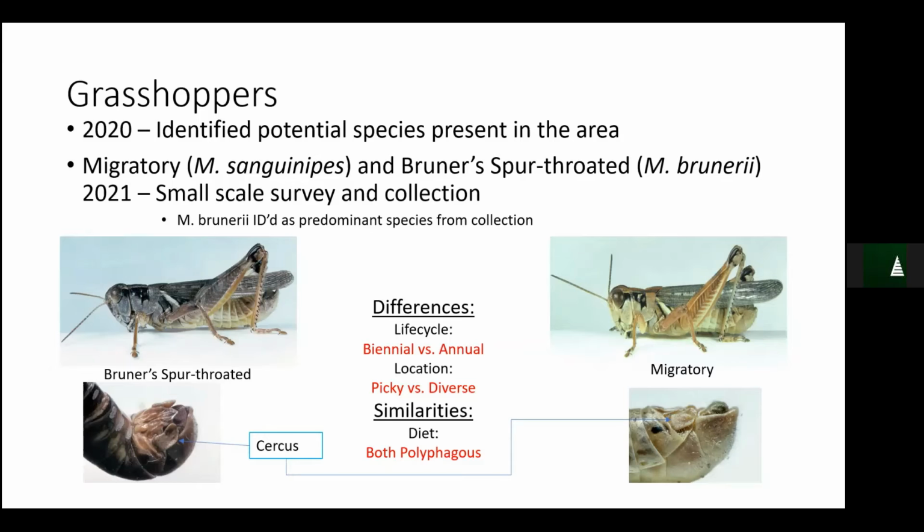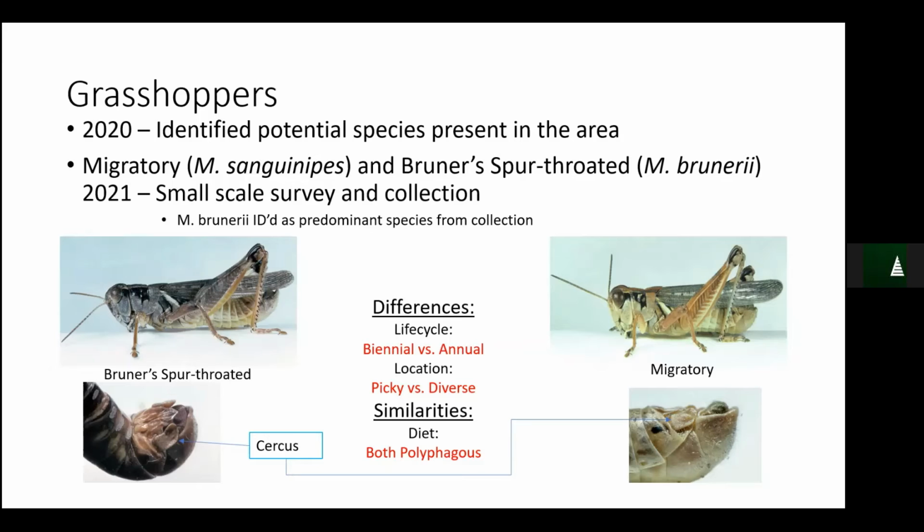Some other differences between them, and these are literature related differences, is that migratory is supposed to be a little more diverse in its ecosystem. So they tend to spread out a little more throughout the environment, whereas our Brunner spur-throated is a little more picky. They tend to like the sun, a little more dry on top of hilltops, a little more open area, but they both have a pretty general diet for the most part.